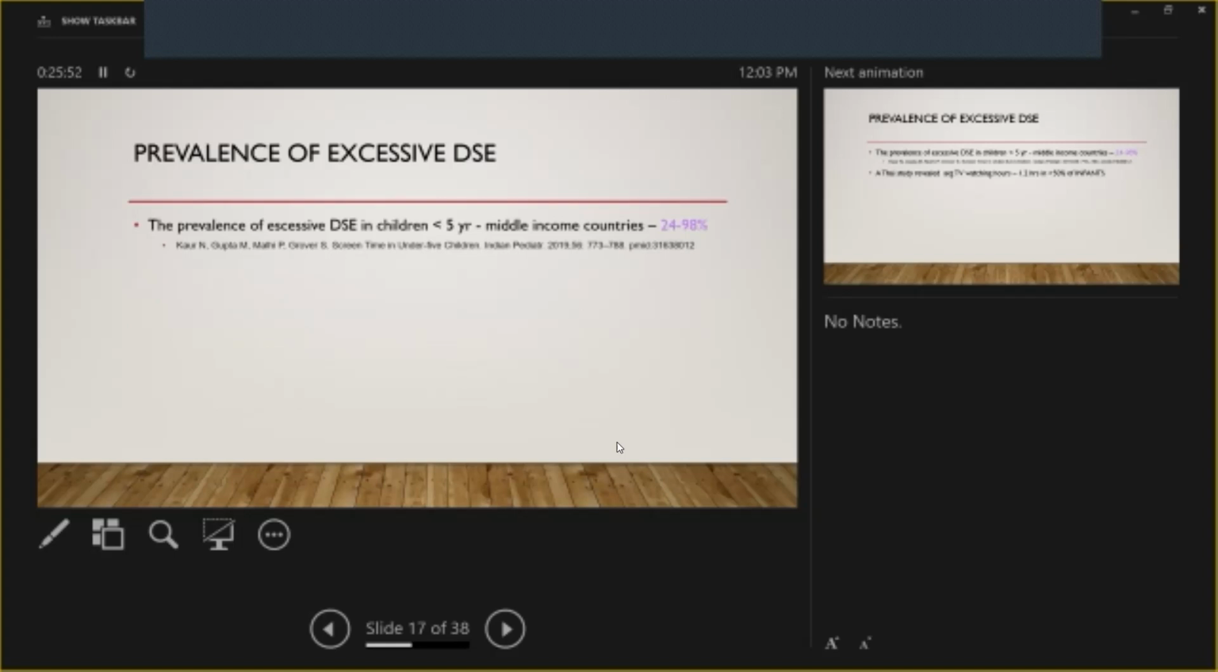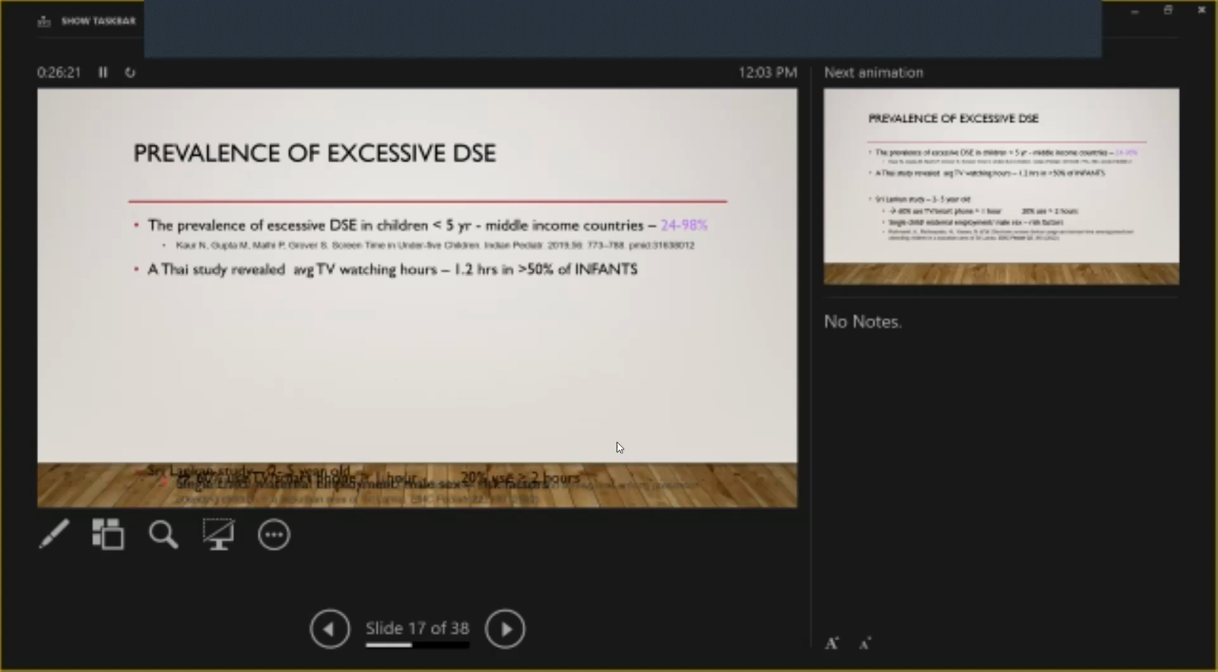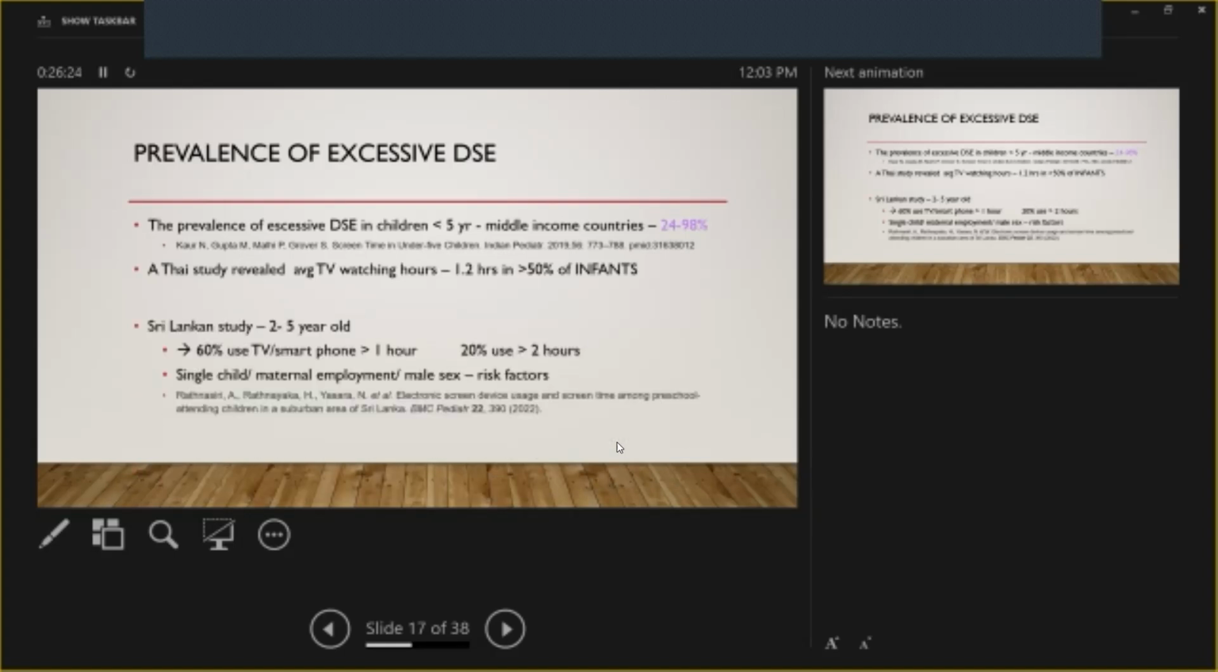So why are we having a lot of guidelines? Because the prevalence of excessive digital screen time in children below 5 years is going up. In middle income countries, it has gone up from 24 to 98%, almost 100%. Then there was a Thai study which shows that average TV watching hours in infants is 1.2 hours, where the TV watching hours should be 0. It's 1.2 average, right?